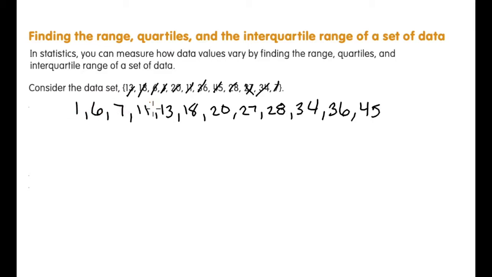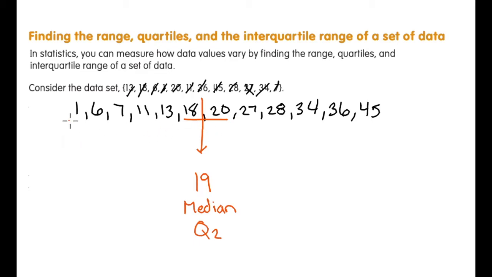So 1, 2, 3, 4, 5, 6 is right here. Between 18 and 20, that splits our data in half. We're going to take the average of 18 and 20 to figure out what our median is. 18 plus 20 is 38. So we have 38 divided by 2 to find the average. 38 divided by 2 is 19. So that is our median in the set of data. That's our middle point of data. That's also known as quartile 2.